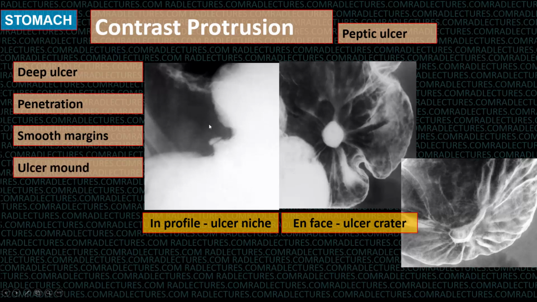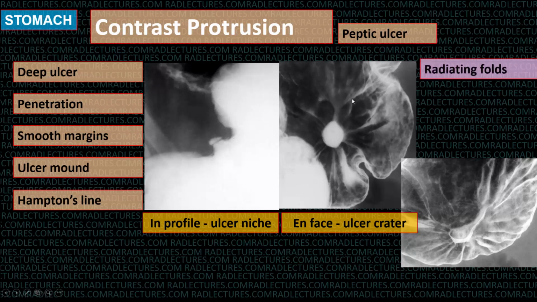And in profile, you can see an ulcer mound sometimes, which is edema around the ulcer. Don't mistake it for a mass. And this thin line here is called Hampton's line. This is a filling defect produced by the mucosa overhanging the ulcer, because as the ulcer forms, it goes underneath the mucosa. So it can form this filling defect that is called Hampton's line. If it is thin and not nodular, then it is a benign ulcer.